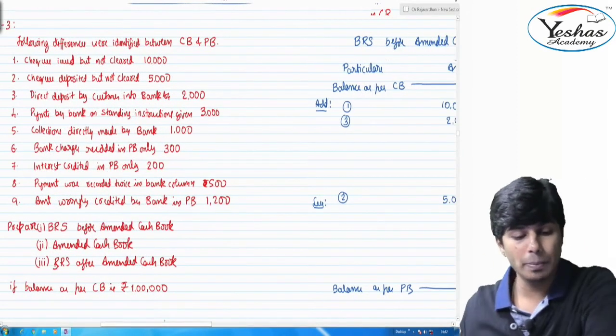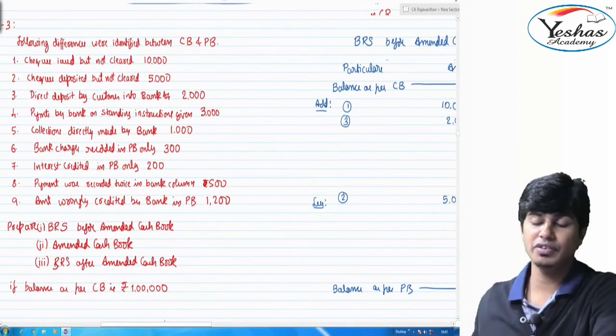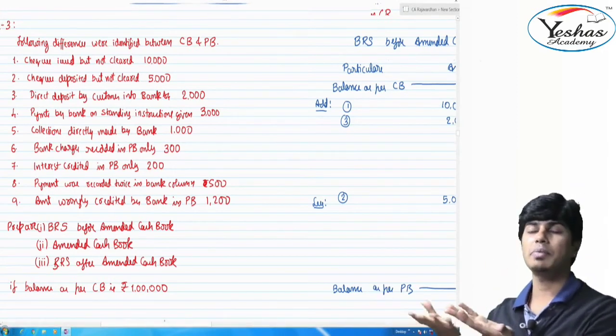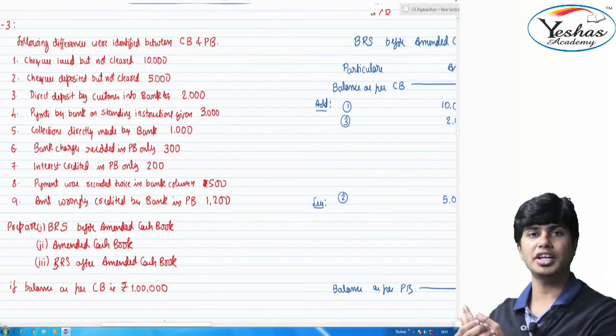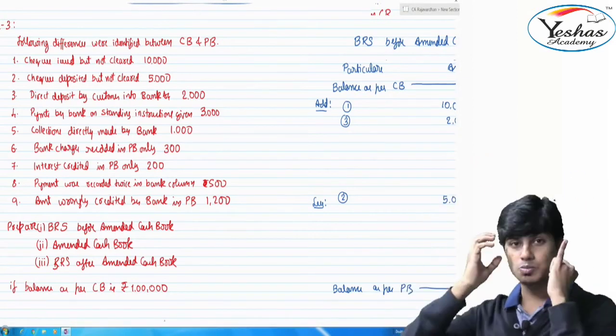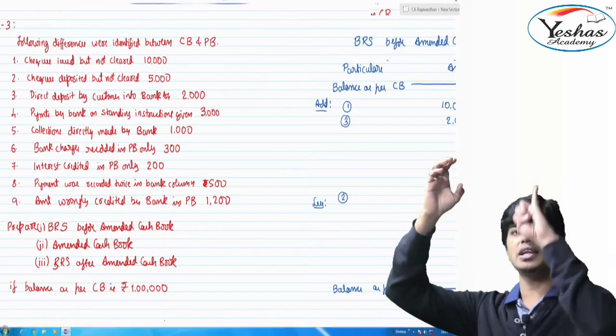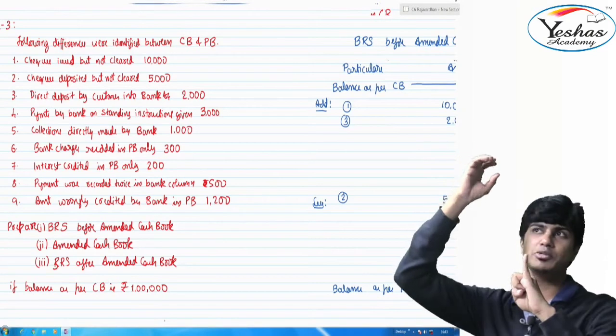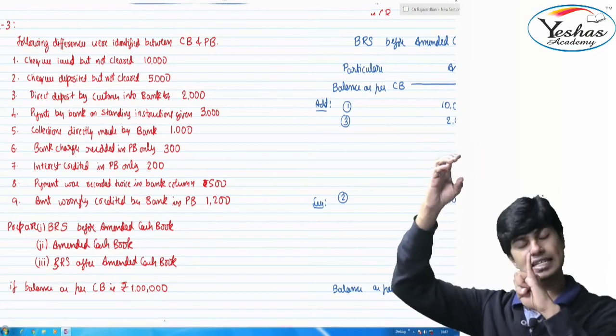Okay. Fourth one. Payments by bank on standing instructions given. You gave standing instructions to make the payment. Payments were made by the bank. When the payments were made by the bank and it was not recorded in cash book, passbook has recorded the same, so passbook balance has come down. Cash book entry is not made, so cash book is still high. So is there a difference between cash book and passbook? The answer is yes.